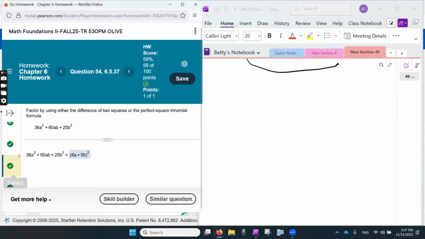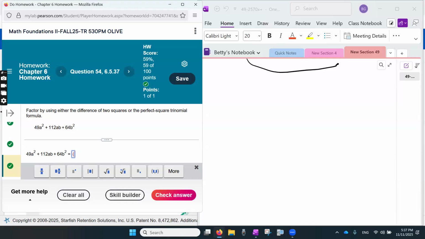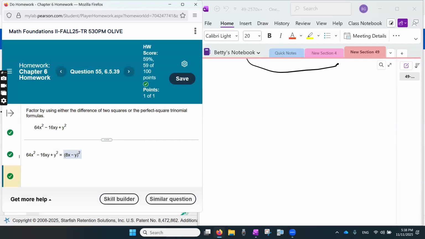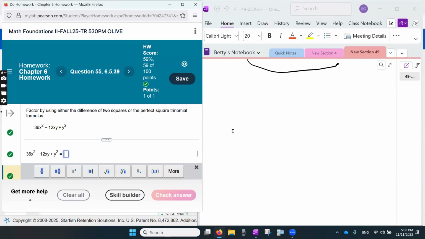Next question. Let's just do a similar problem. So this one is also a perfect square trinomial, parentheses to the power 2. So it'd be 7a plus 8b, squared. Exactly, 8b, and then to the power 2. Very good. And this one, let me choose a similar problem. Same thing, right? 6x minus y to the power 2. Do you see it?